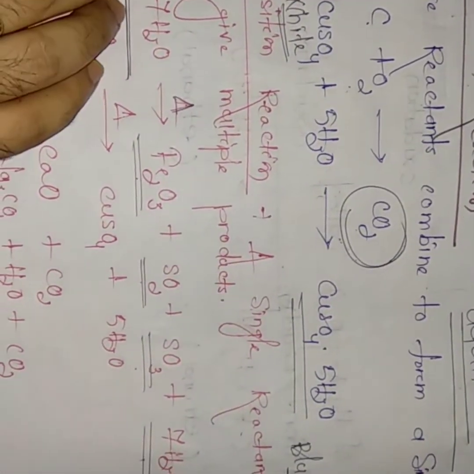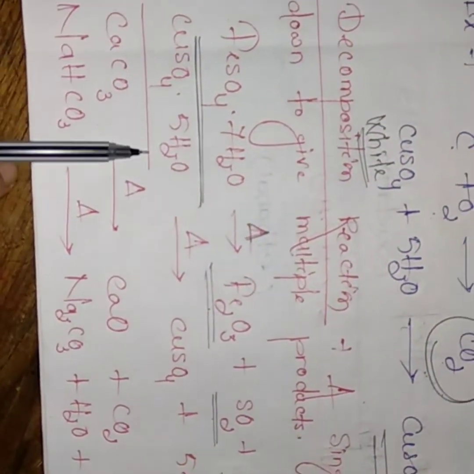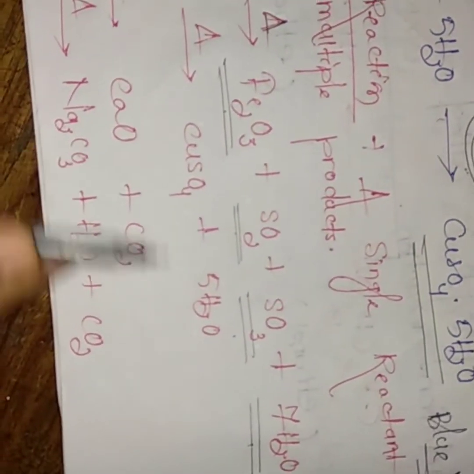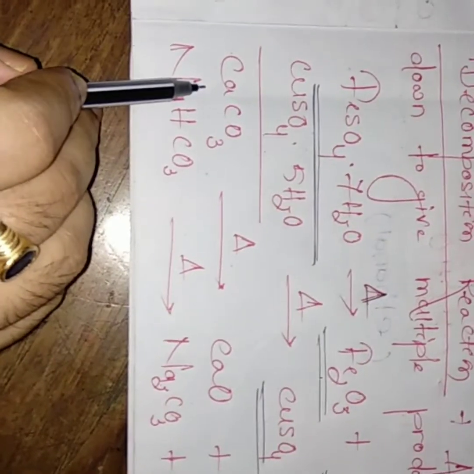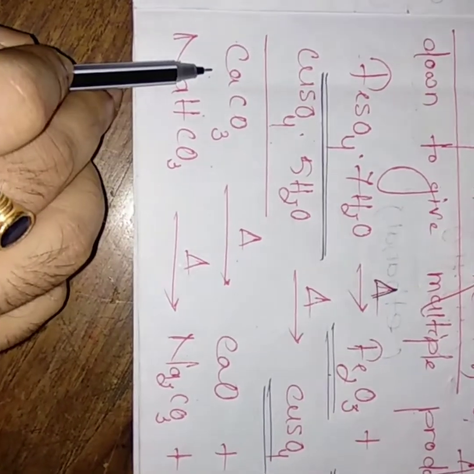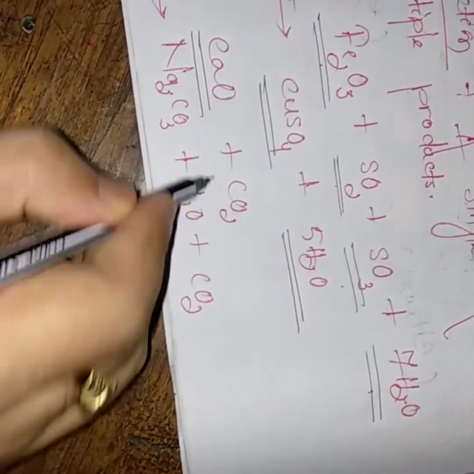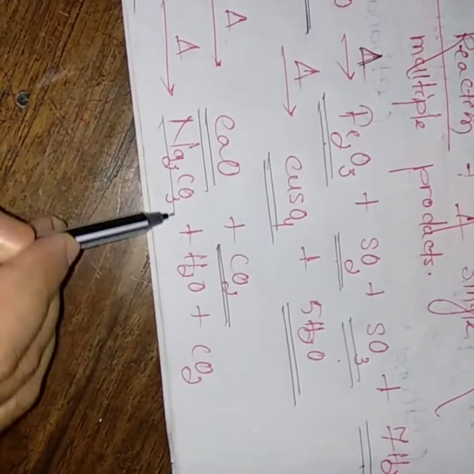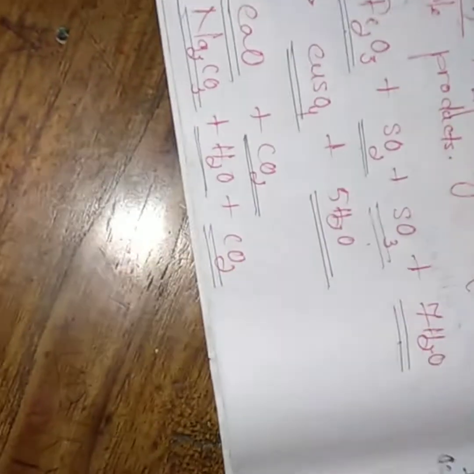So this is a decomposition reaction. Here you have another example, copper sulfate pentahydrate, which is called blue vitriol. If you heat it, then it breaks down into copper sulfate and 5 water molecules released. Same, if you heat calcium carbonate, which is known as limestone, then it breaks down into calcium oxide and carbon dioxide gas. Again, if you heat sodium bicarbonate, then it breaks down into sodium carbonate and water with carbon dioxide gas. Clear?